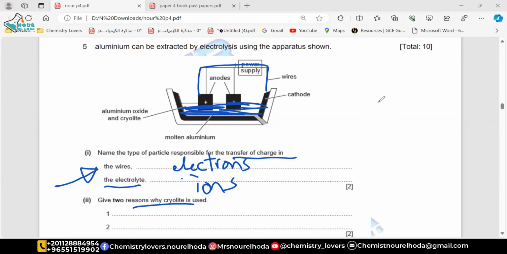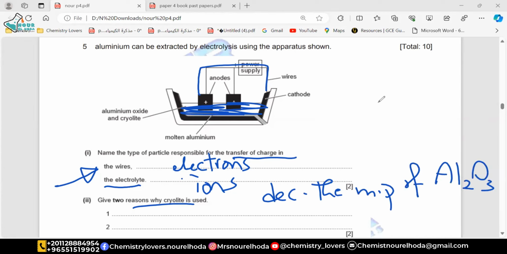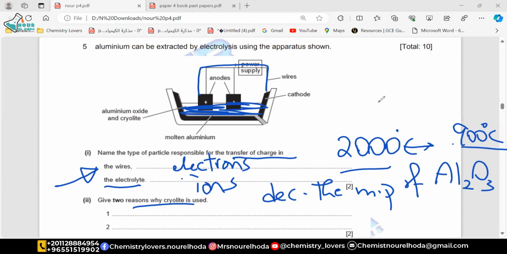Bravo, correct. So number 1, it decreases the melting point of the aluminum oxide. Normally, to melt aluminum oxide you need to heat it to 2000 degrees Celsius. Of course 2000 degrees Celsius is too high a temperature. So instead I'm going to add cryolite. Cryolite will decrease the melting point. Instead of 2000 degrees, it's going to melt at 900 degrees Celsius. Of course this is way better.